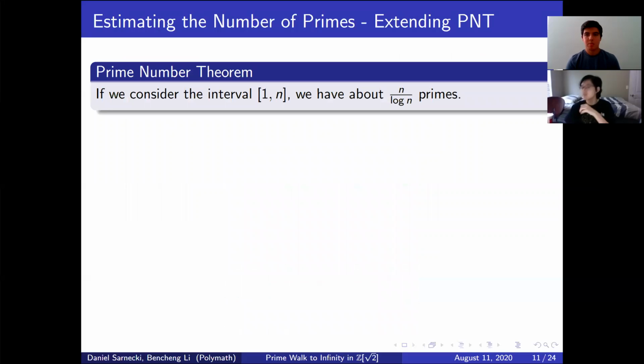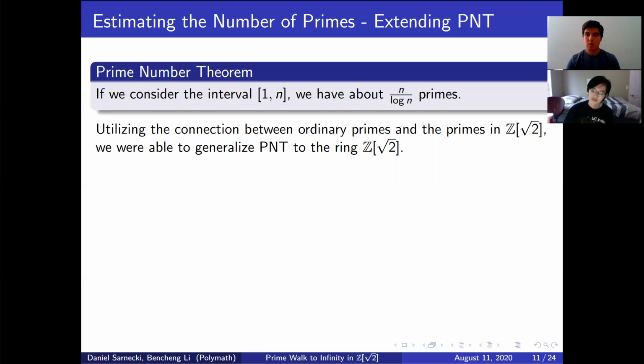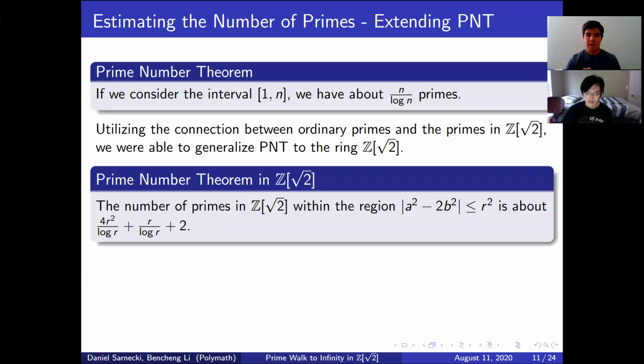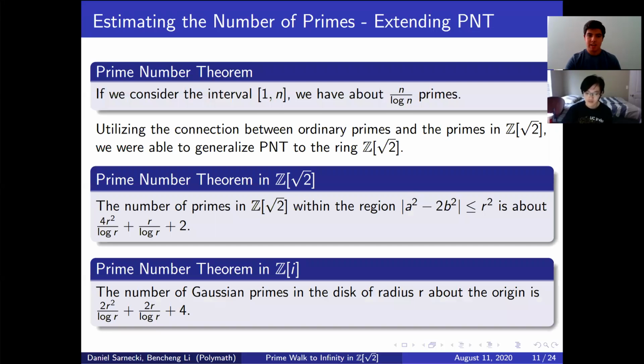So we look at the prime number theorem to calculate the number of primes. For ordinary primes, the prime number theorem says that if we consider the interval from 1 to n, we'll have about n divided by log n primes. Using the connection between ordinary primes and primes in Z[√2], we are able to generalize PNT to the ring Z[√2]. And this says that the number of primes in Z[√2] within the region we talked about is about this number you see right here.